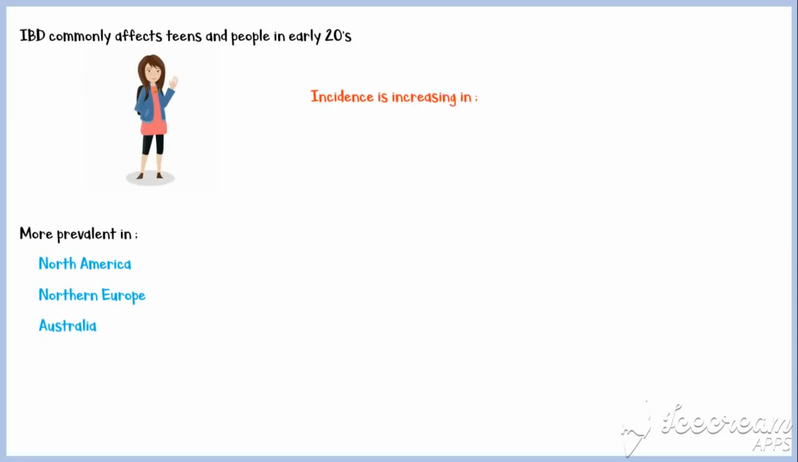The geographic distribution of IBD is highly variable, but it is more common in developed nations such as North America, Northern Europe, and Australia. However, the incidence of IBD is increasing in regions like Africa, South America, and Asia, where its prevalence was historically low.